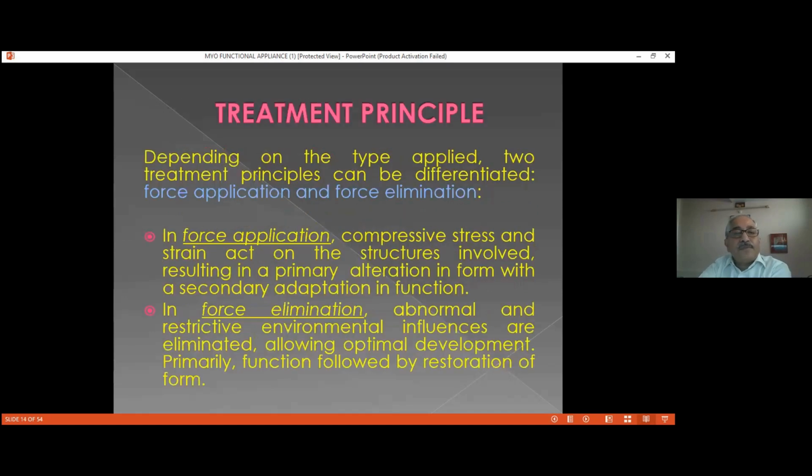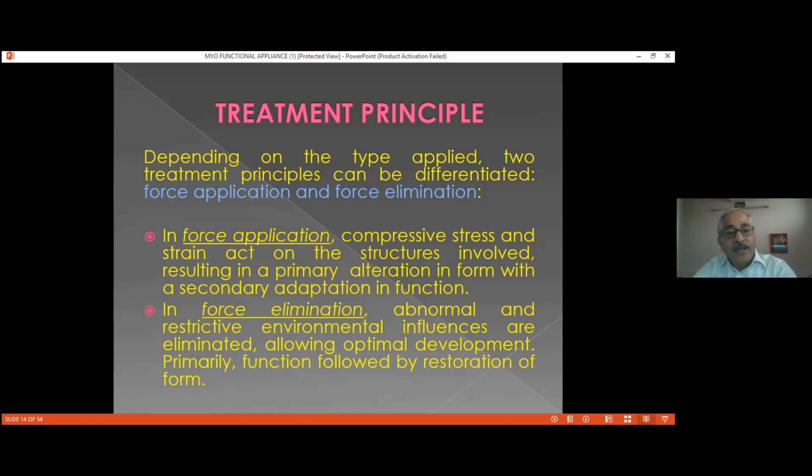Now, the treatment principle of the myofunctional appliances depends on the type applied. Two treatment principles have been differentiated: force application and force elimination. In force application, the compressive stresses and strain act on the structure involved, resulting in a primary alteration in the form with secondary adaptation of the function.